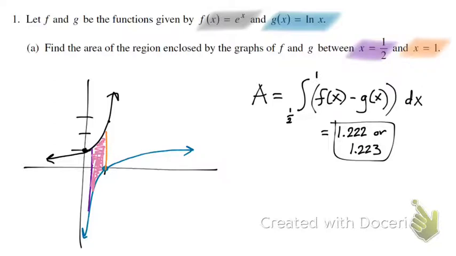I just put both of them because some of you like to round and others like to truncate. So I just wanted to show you which one you could put. You can't put anything else though. 1.221 doesn't cut it. 1.22 doesn't cut it. 1.224, no. You have to round to 3 decimal places, and you can either cut it off after the third one or round it up if it's able to round up.